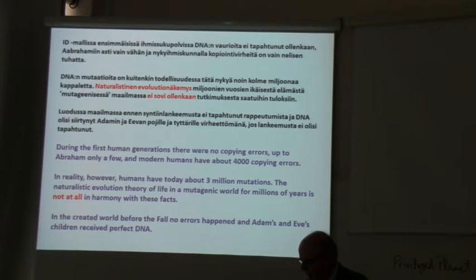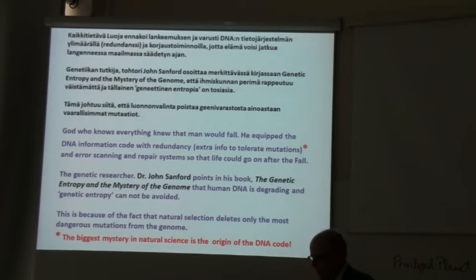In the created world before the fall, no errors happened, and Adam and Eve's children received perfect DNA. That's why Adam's and Eve's children could marry without any problem. God, who knows everything, knew that man would fall. He equipped the DNA information code with redundancy, which means extra information to tolerate the coming mutations. So he knew about it, he took it into consideration. And this is the biggest mystery in natural science today that we went through in the last lecture, the origin of the DNA code.